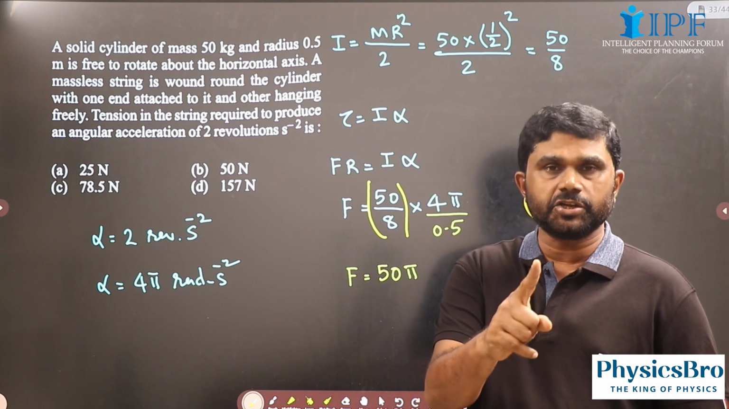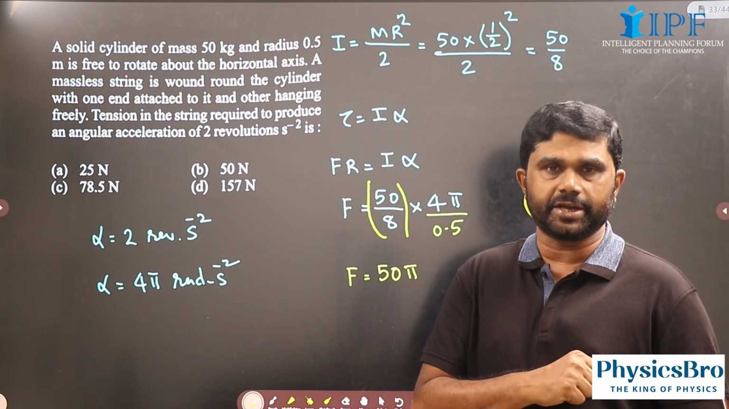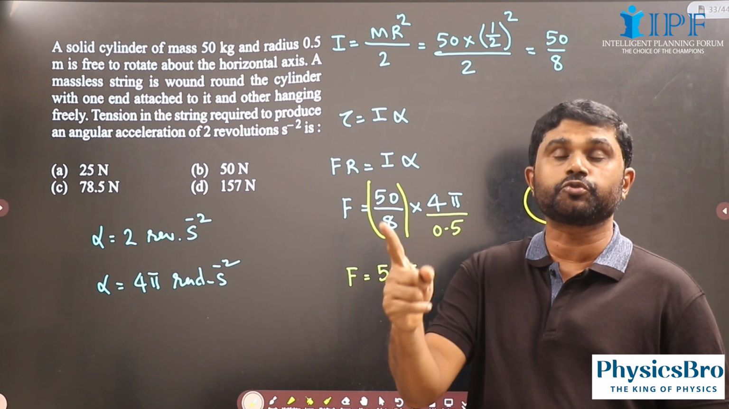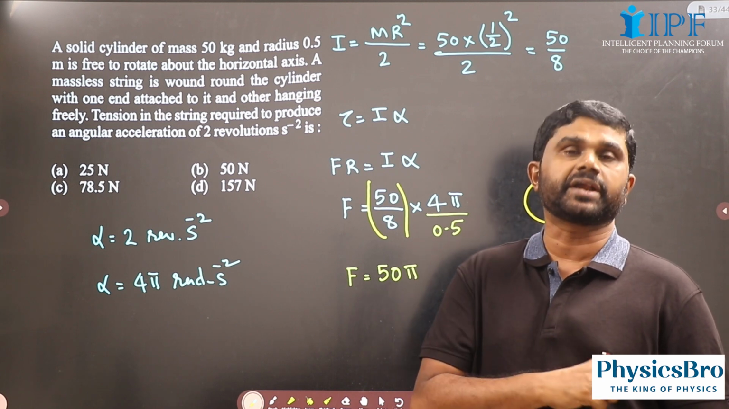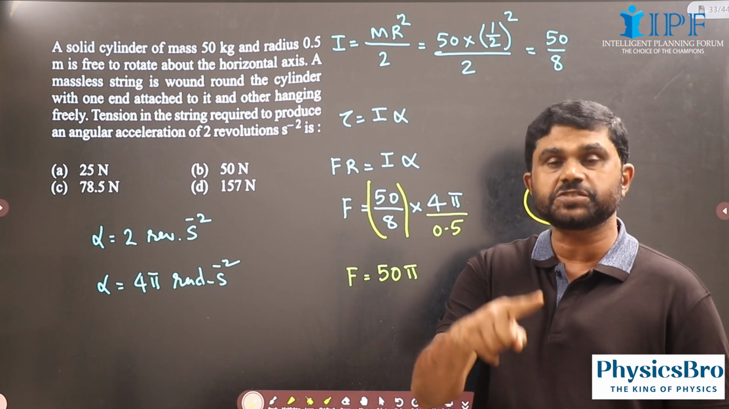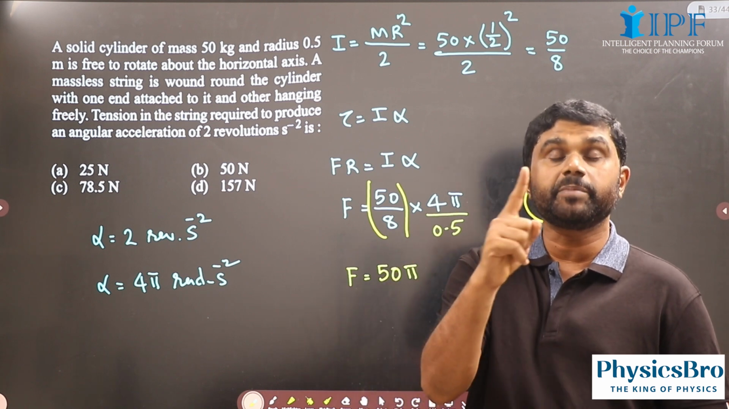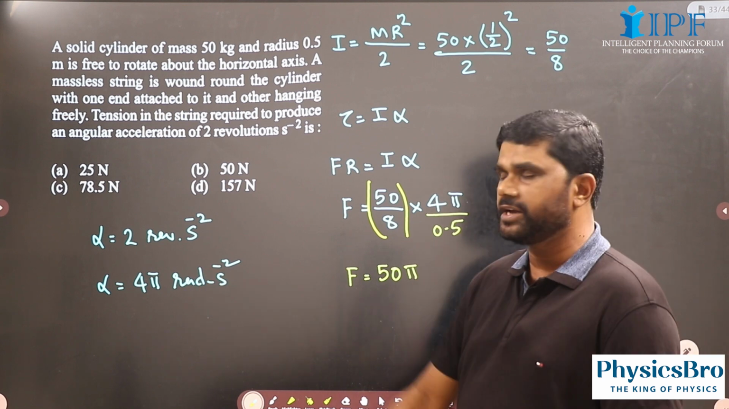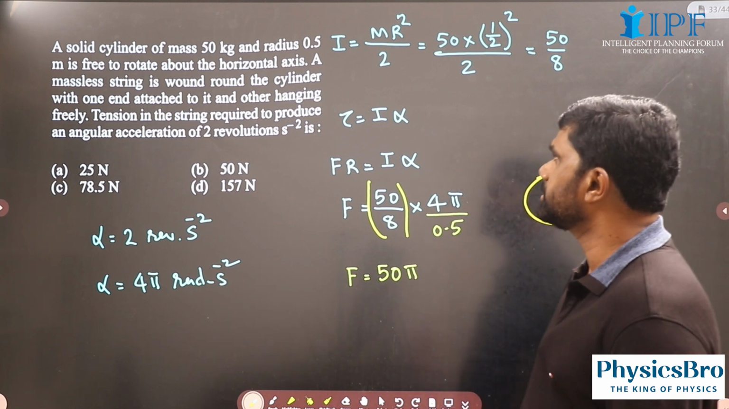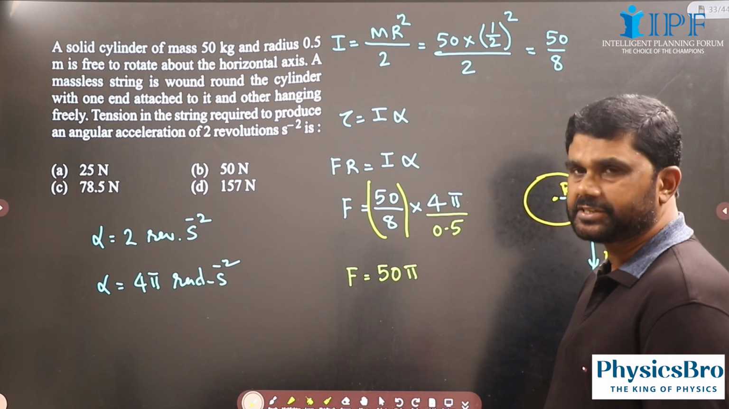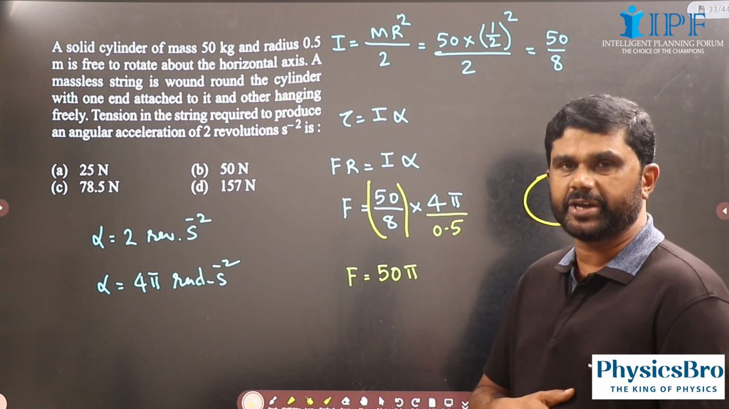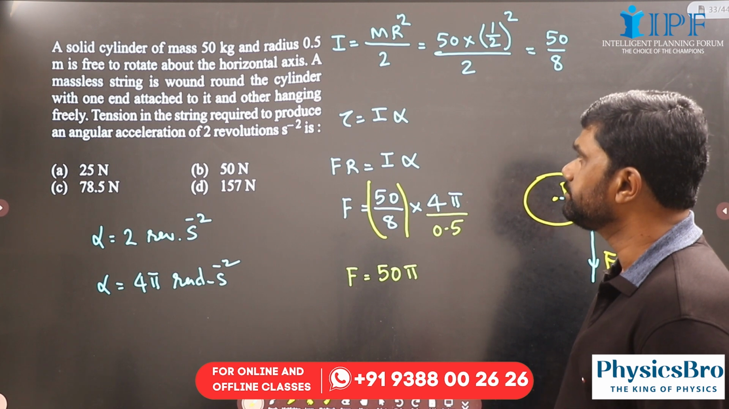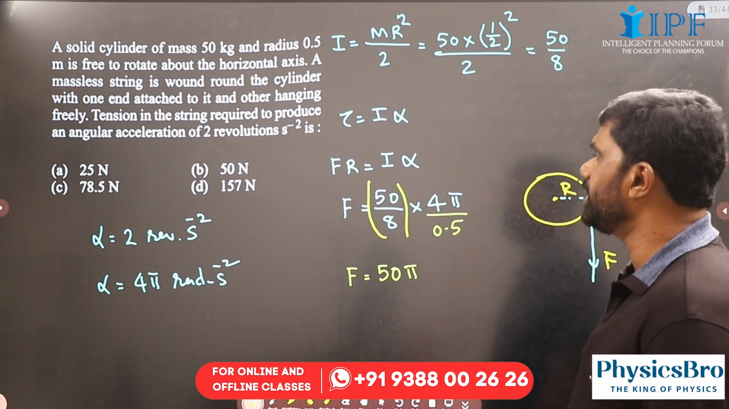See, in each revolution, the angle described is 2 pi radian. So in 2 revolutions, the angle described will be 2 into 2 pi, means 4 pi radian. So 2 revolutions per second square means 4 pi radians per second square. Okay, so we have alpha equals 4 pi radians per second square. As it is a solid cylinder, its moment of inertia is mr square by 2. Mass is given 50 kg and radius is half meter, so moment of inertia is 50 by 8.